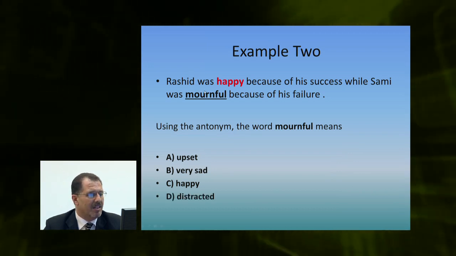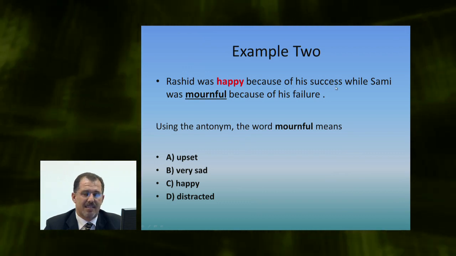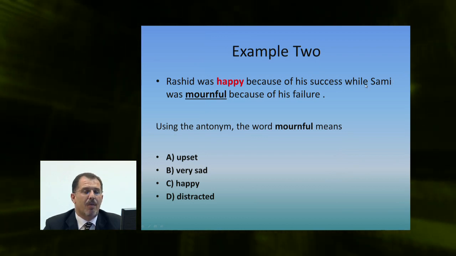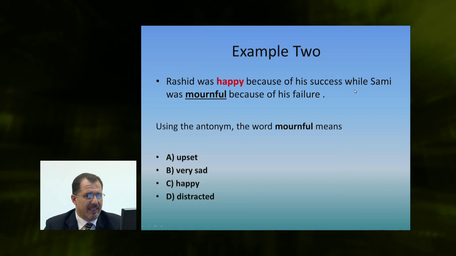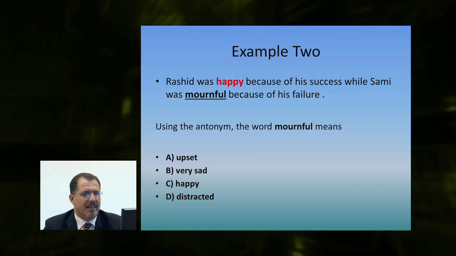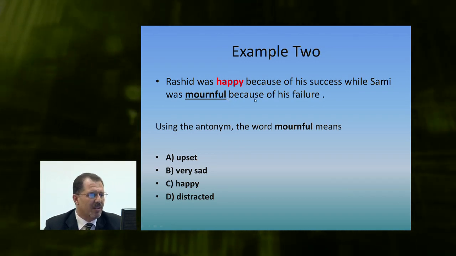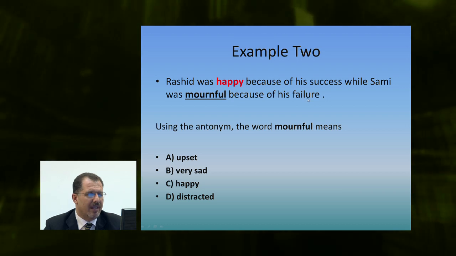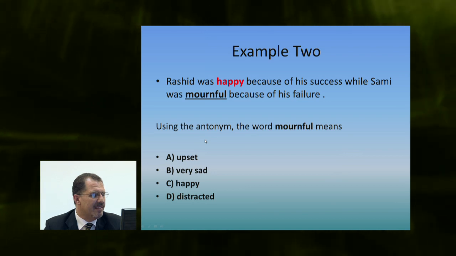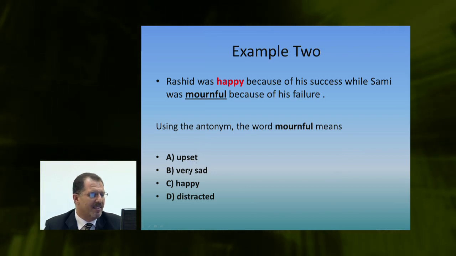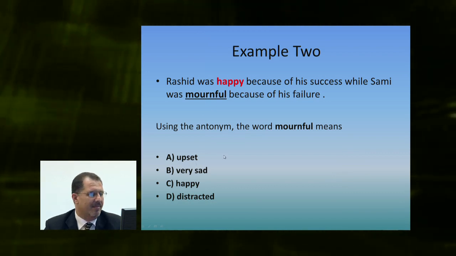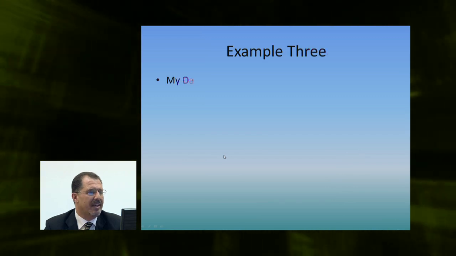Be careful. Rashid was happy because of his success. We have here, look here, success, happy. While Sammy, when we use while, we are going to have a different idea, while Sammy was mournful because of his failure. Look here, because of failure, what do you think the meaning of mournful is here? Upset? Very sad? Happy? Distracted? Of course, it means very sad. Okay, what about example 3?